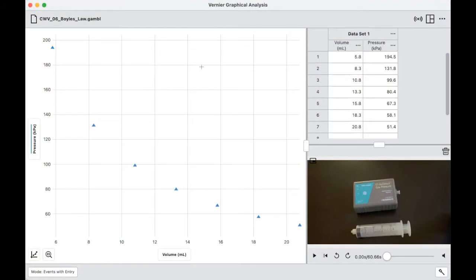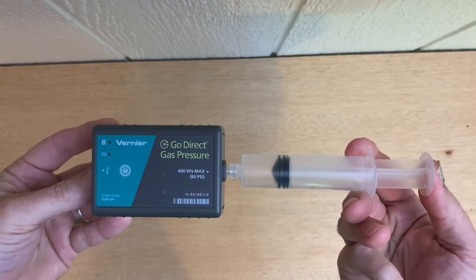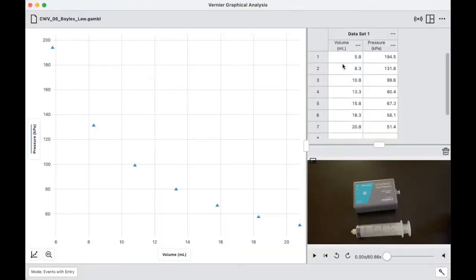So I've already opened up the file, and what we see here is a graph of pressure versus volume in the Boyle's Law Lab. So this is looking at the relationship between pressure and volume. You can see down here that it uses our gas pressure sensor in a syringe, and the students vary the volume of the syringe and measure the pressure. Now, in this case, we have the data table up here that says volume and pressure.